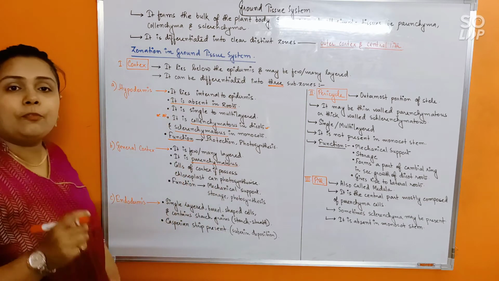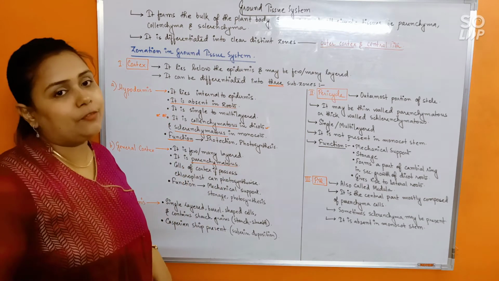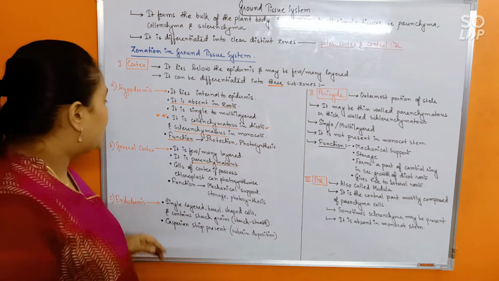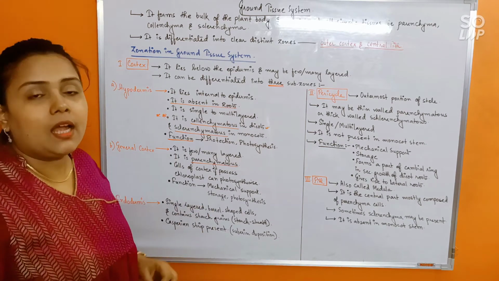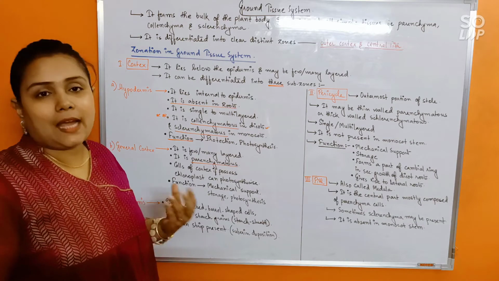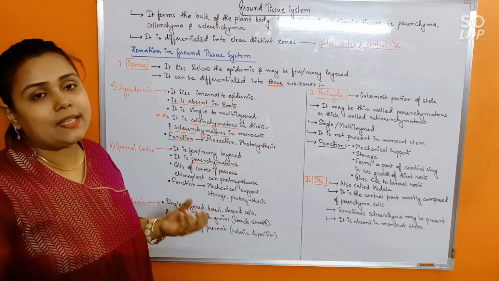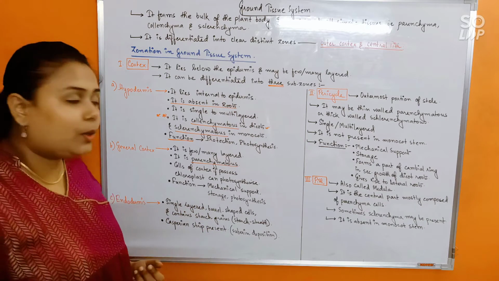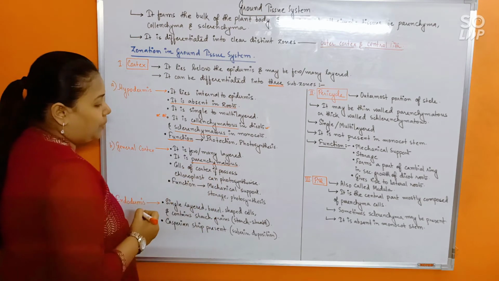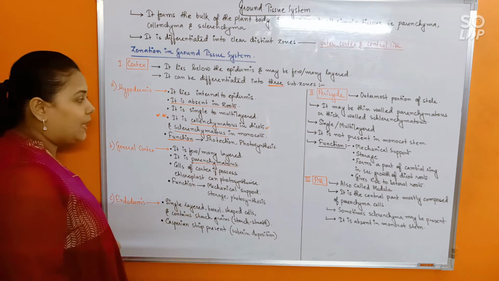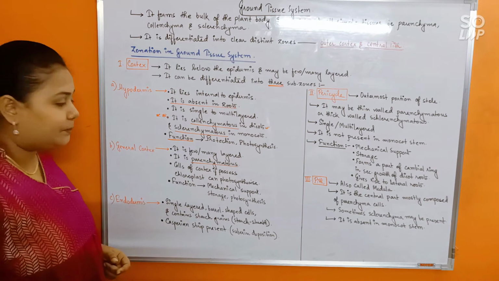Which layer is made up of which type of cell? That you have to remember. This is very important. So, in general cortex, mostly the cells found are parenchymatous. Means they will have dense cytoplasm, prominent nucleus, and thin cellulosic cell wall. Okay. Now, the cells of the cortex, if they possess chloroplast, can photosynthesize as well. That is the case in hypodermis as well.